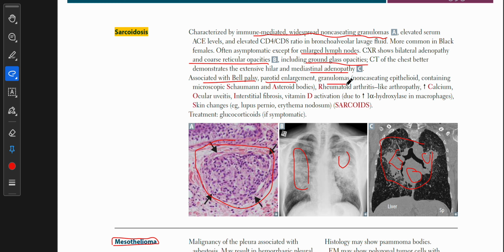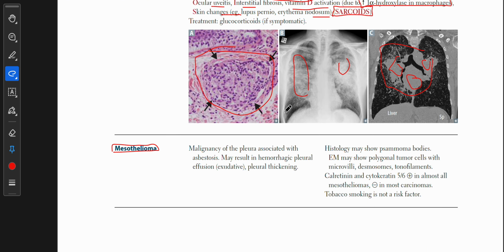It is also associated with Bell's palsy, parotid enlargement, granulomas that are non-caseating epithelioid containing microscopic Schaumann and asteroid bodies. This is very high yield. Also rheumatoid arthritis-like arthropathy, increased calcium, ocular uveitis, interstitial fibrosis, vitamin D activation that is due to an increase in 1-alpha hydroxylase in macrophages. 1-alpha hydroxylase is an enzyme used in the formation of vitamin D, and skin changes like lupus pernio or erythema nodosum. That is sarcoids. This is the mnemonic here. So the associations should be remembered like this, and the treatment is glucocorticoids if it is symptomatic.